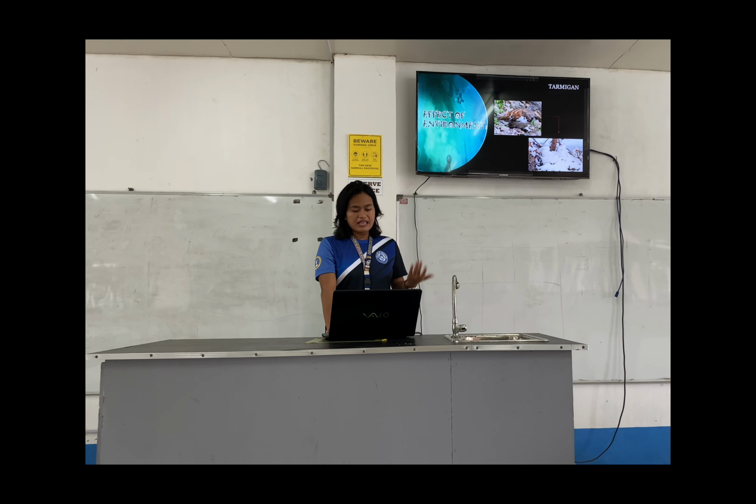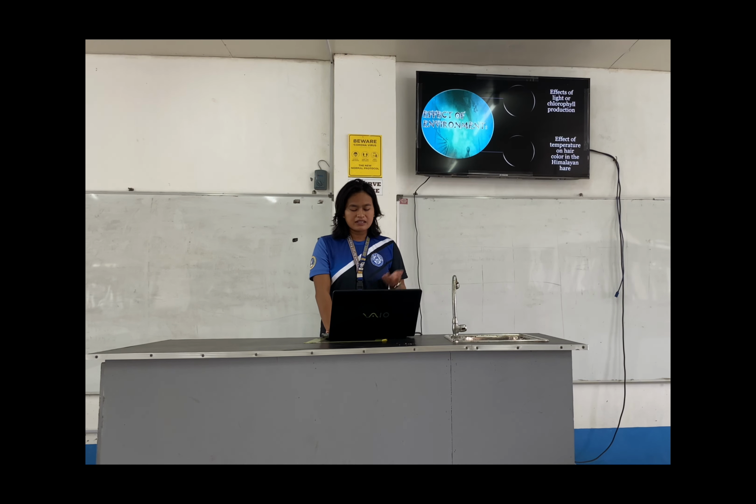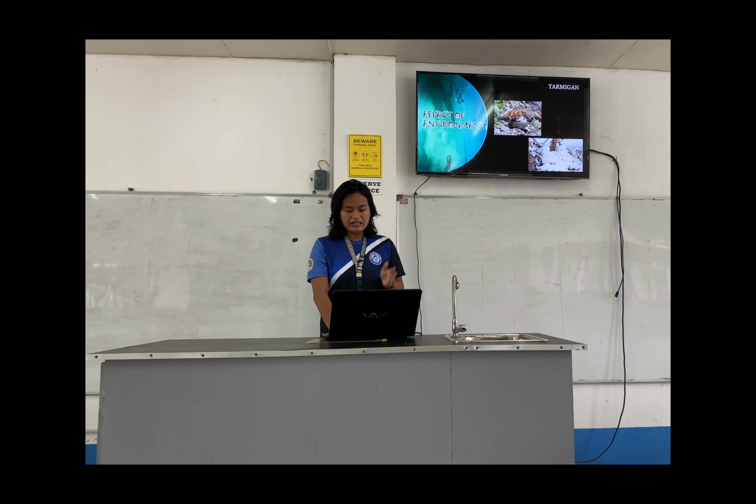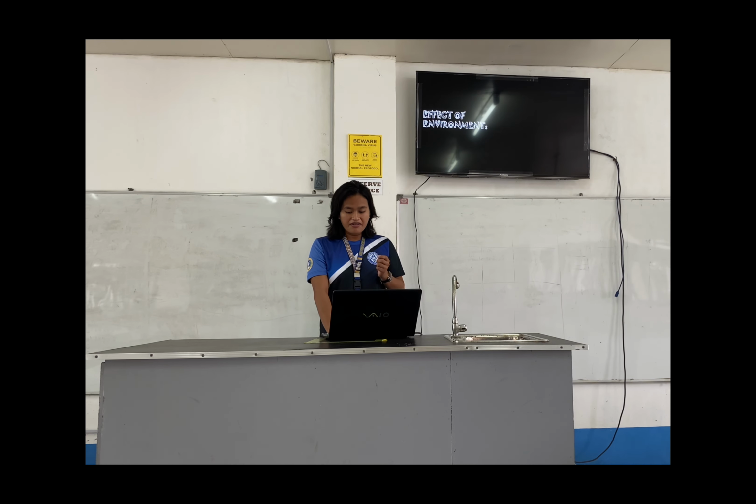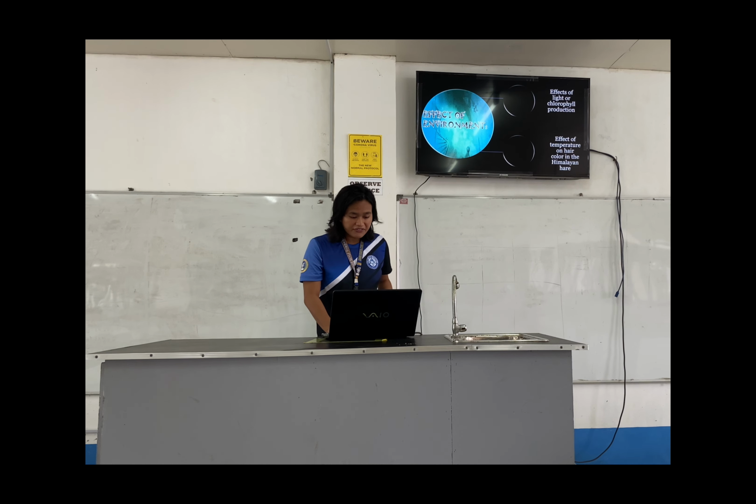So this shows the role of the environment and temperature in the production of color on different species. That is the effect of light on chlorophyll production, and then the effect of temperature on hair color in the Himalayan rabbit.